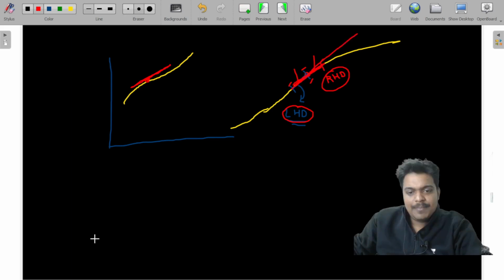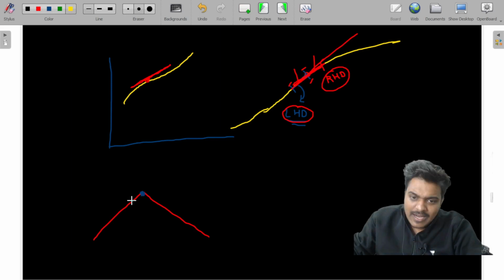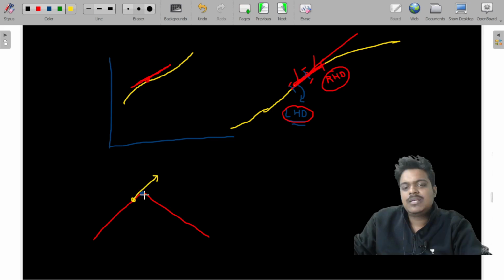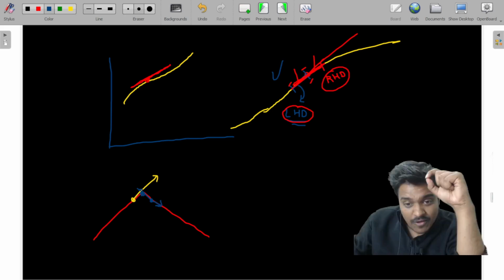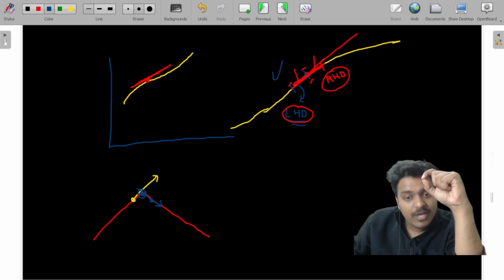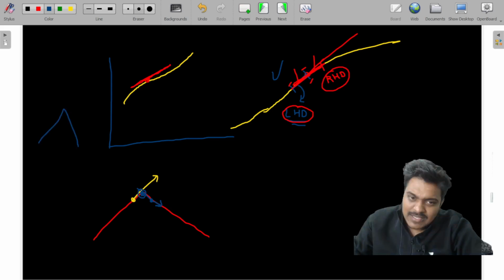For example, suppose this is the point. Now if I want to check the derivative at this point, the derivative with respect to the previous point will go like this, whereas the derivative with respect to the next point will go like this. So the directions of both the lines are different, whereas in the earlier case the directions of both the lines are the same. I hope you are getting my point. So the function is not differentiable at this point. That is why whenever there is a notch, we say that the function is not differentiable.